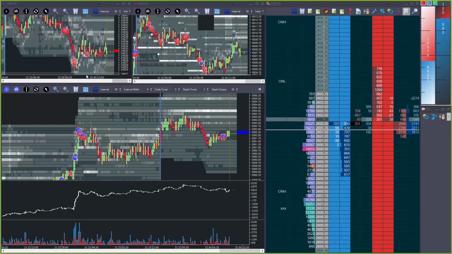Okay, so that's an iceberg. It's not very complicated. It's literally somebody wants to buy or somebody wants to sell, but they don't want to show it, right?